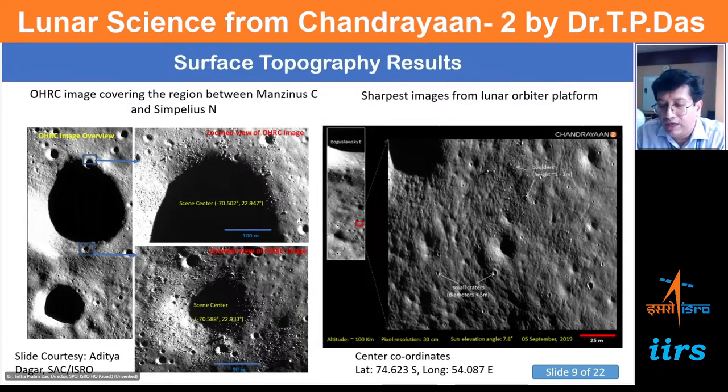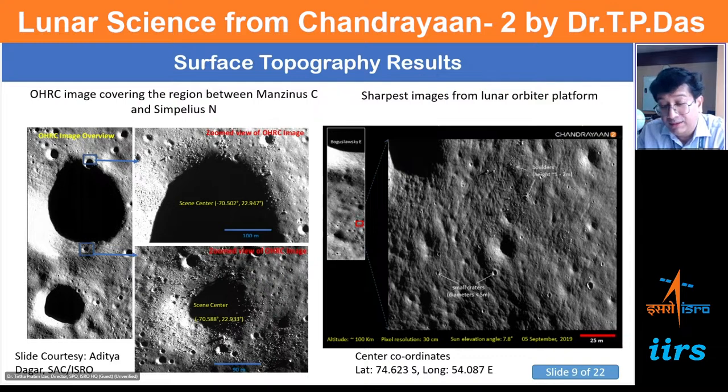So this result I will not dwell on much. I have made a mention, not only mention, I remember I have discussed also the orbital high resolution camera, and I also told about its scientific importance and its technological importance as well. So this has a resolution of around 25 centimeter when you see directly from the upward distance, which is called the Nadir direction in technical terms. So in the Nadir direction, the spatial resolution is about 25 centimeter, and you can see the pictures of Manzinus and Simpelius craters with a very good, and I should say unprecedented, spatial resolution.